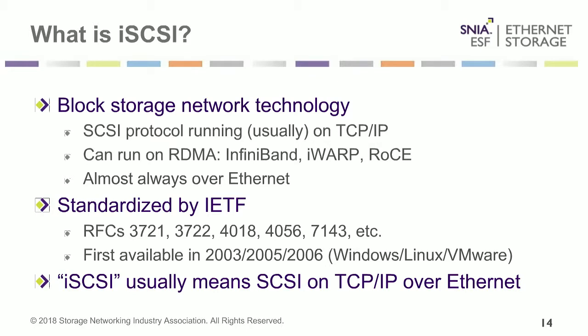Rather than being standardized by T11 and ANSI, this is standardized by the IETF, the Internet Engineering Task Force, through various RFCs, some of which are listed here. The most important ones are listed here, but there are several others. It hasn't been around as long as Fibre Channel. iSCSI started about 6 or 7 years after Fibre Channel. I don't remember exactly when the standard was done, probably around 2001 or 2002, but the first available products came out in 2003, 2005, and 2006 for the operating systems or hypervisors listed here. Starting, I think, first with Solaris in 2002, and then Windows in 2003, and so forth.